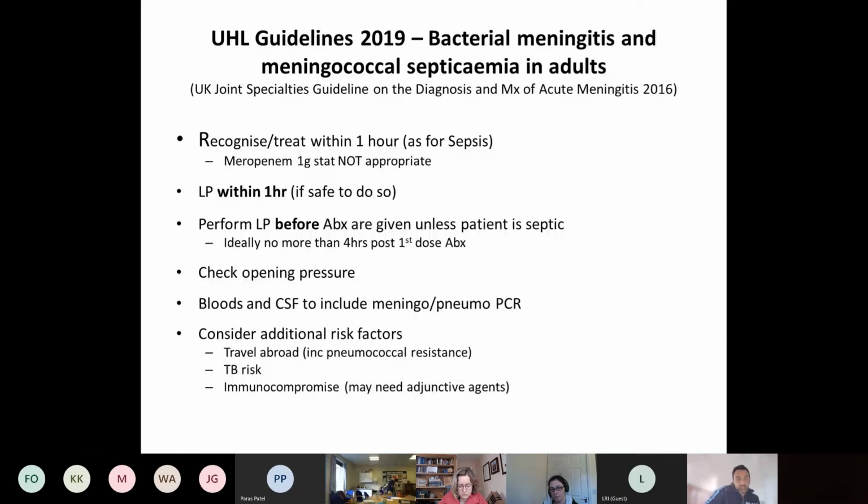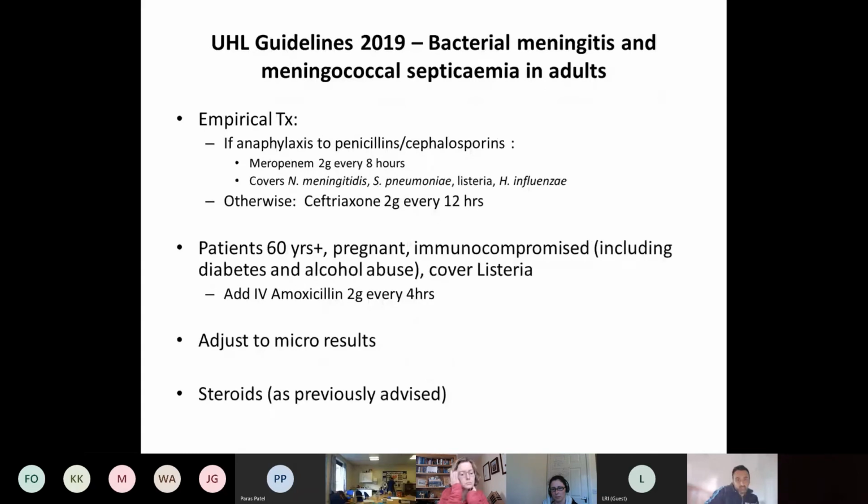In terms of empirical treatment, if there's anaphylaxis to penicillins or cephalosporins, meropenem is fine because it covers pretty much everything, including listeria. Otherwise, give ceftriaxone, 2 grams BD. And if they're over 60, pregnant, or immunocompromised, cover for listeria by adding in high dose amoxicillin, every 4 hours. And then obviously adjust to the micro results, and steroids we talked about.